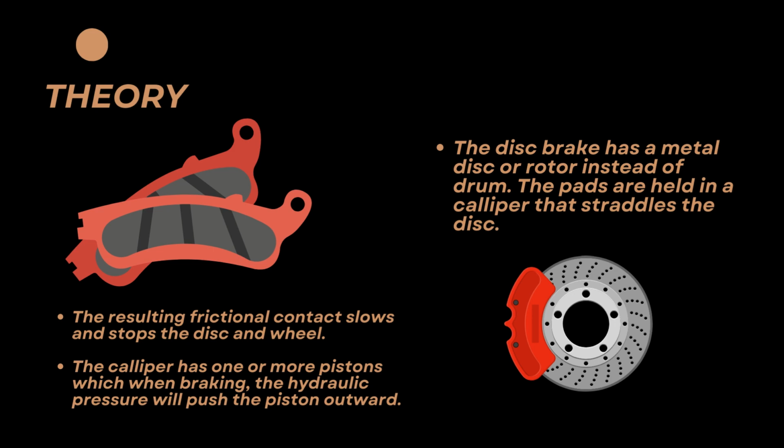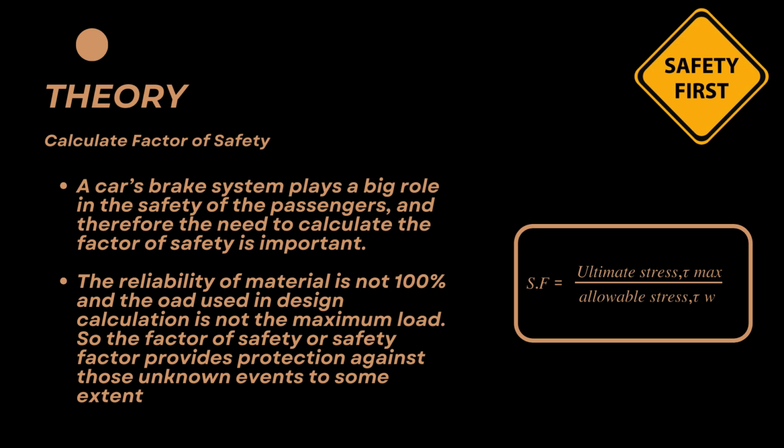Okay, and then about the disc rotor. The disc brake has a metal disc or rotor instead of a drum. The pads are held in a caliper that straddles the disc. Okay, the next slide is to calculate the factor of safety.